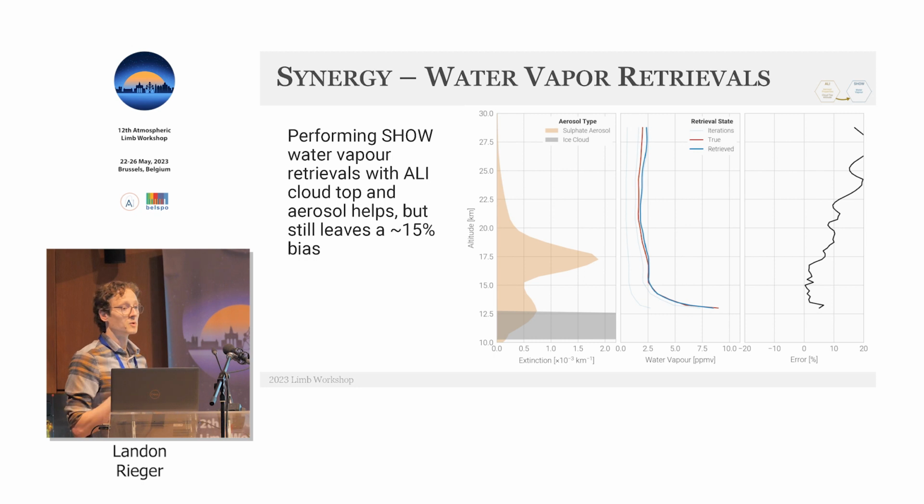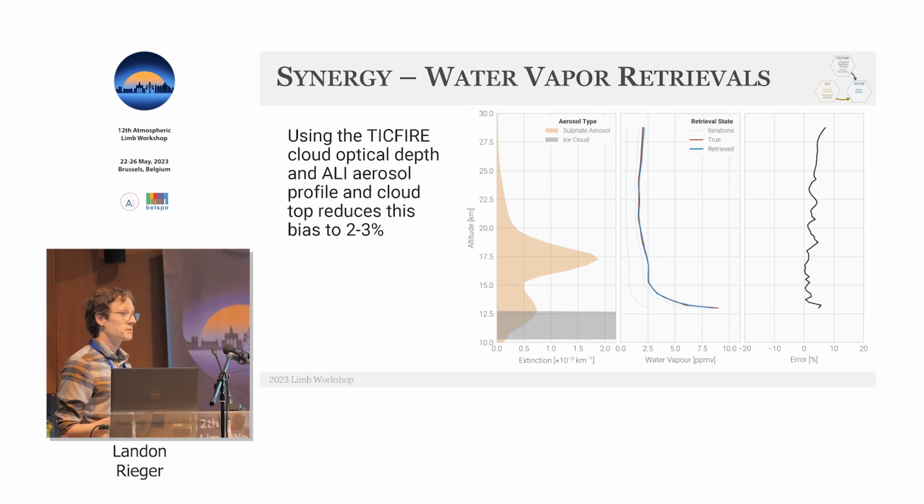In this case, we're still getting the cloud optical depth wrong, which means we're still getting some bias in the upwelling radiation. But if we also include the TICFIRE optical depth, as well as the ALI information, then we can do a better job of that upwelling, and we can reduce these water vapor biases down to about 2 to 3%. So including information from all three instruments really shows a real improvement in the water vapor profiles that we can retrieve.